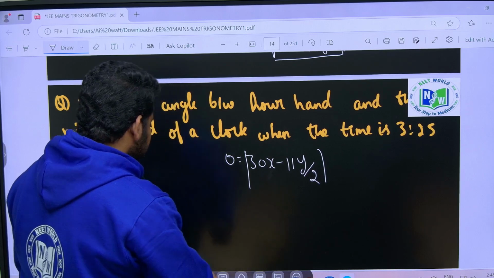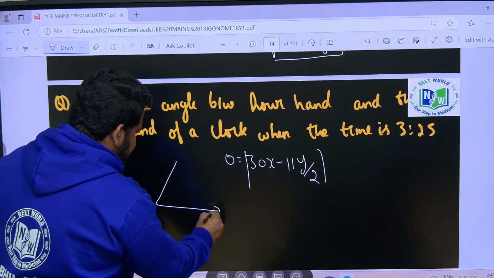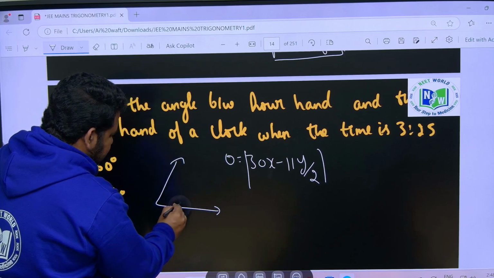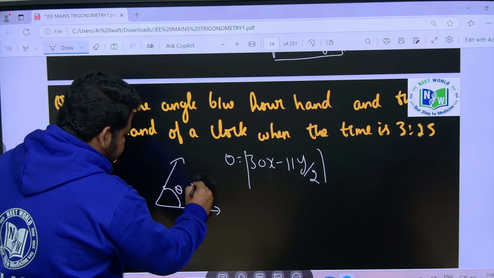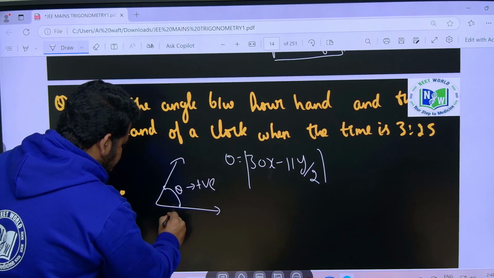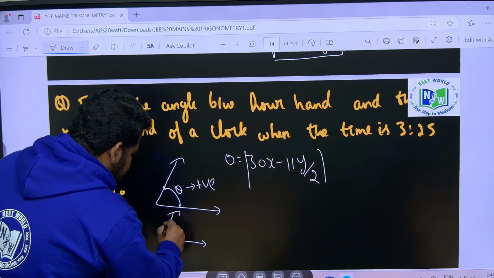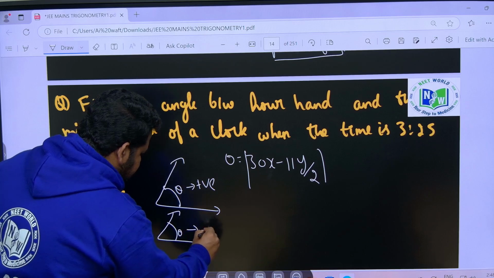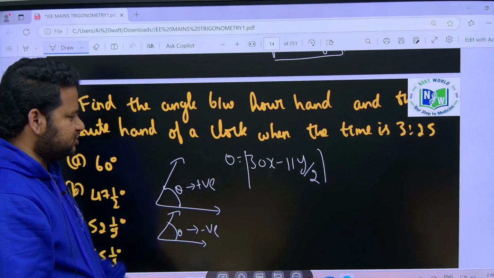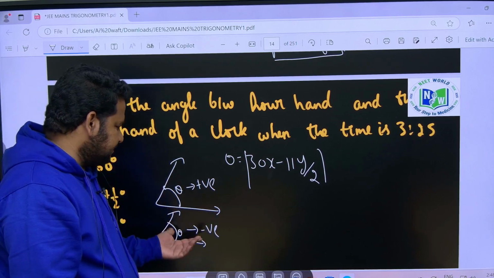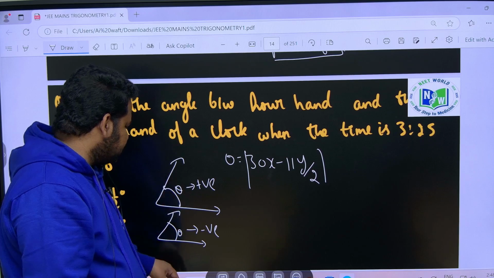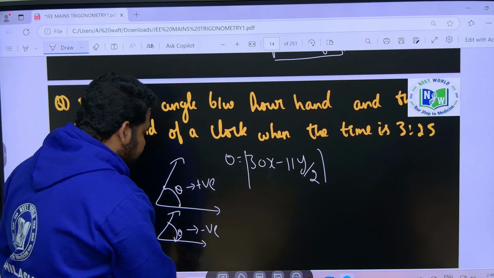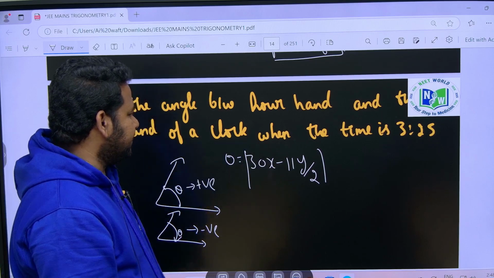Another thing you must know is the convention we take that the angle in anti-clockwise is positive and angle in clockwise we take it as negative. This is one thing you must remember. Be it in physics, be it in mathematics, angle in anti-clockwise we take it as positive, in clockwise we take it as negative. 30x minus 11y by 2, right?